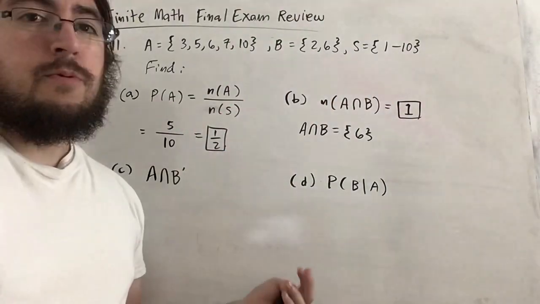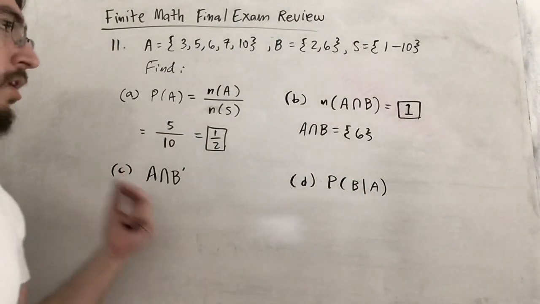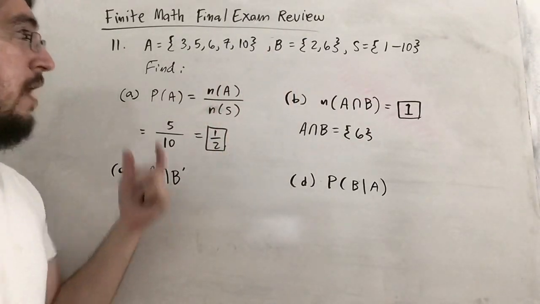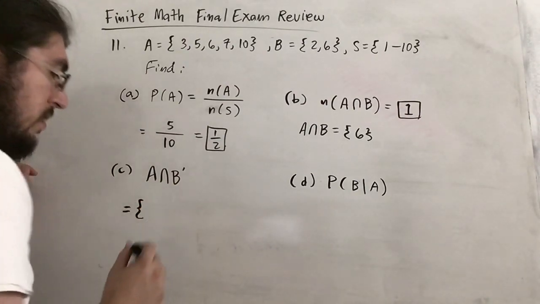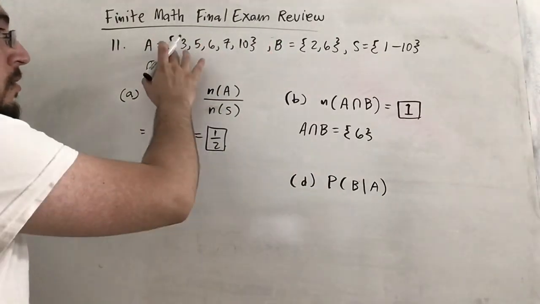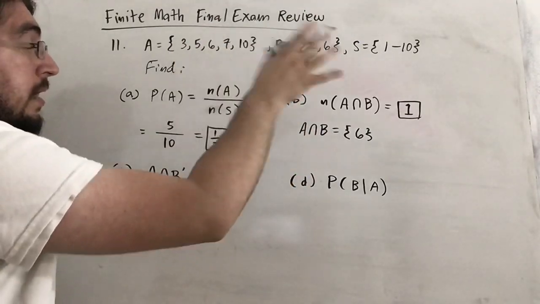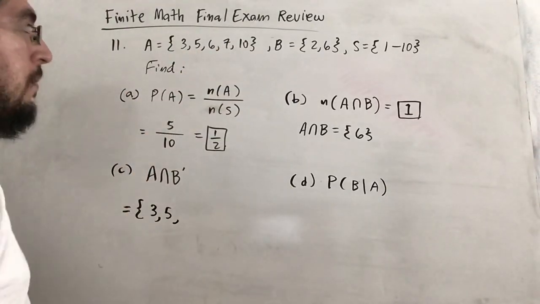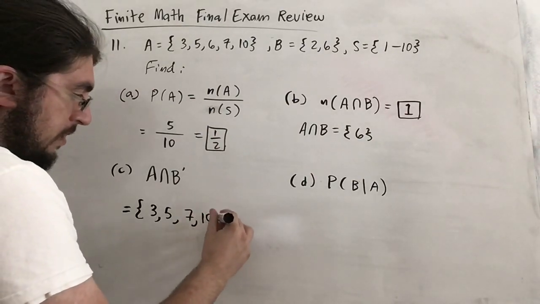So 1, 3, 4, 5, and then skip 6, so 7, 8, 9, 10. So that set I just mentioned, which is everything except for B, what they have in common with A, let's list it out. In fact, all I'm going to do really is write the following. I'm going to write things in A that are not in B. So 3 is not in B. 5 is not. We know 6 is, so I'm not going to write 6 because 6 is not in the intersection of A and B complement because it's in B. 7 is good and 10 is good. There we go.